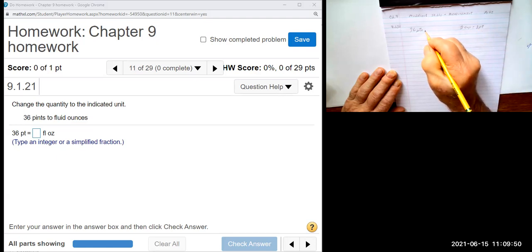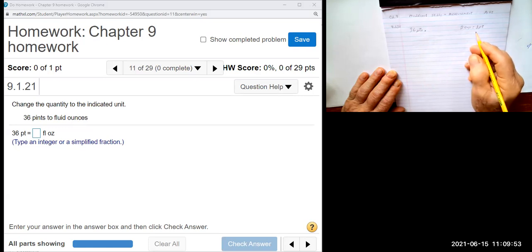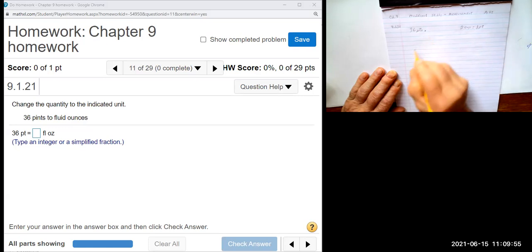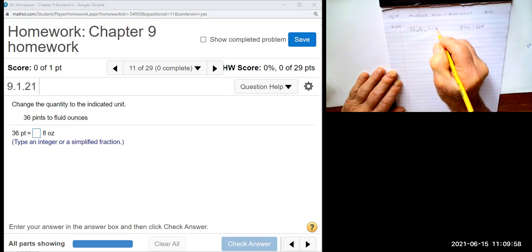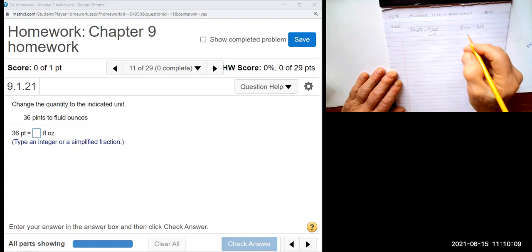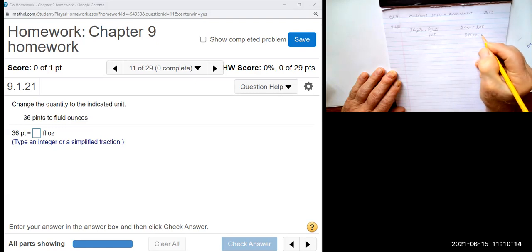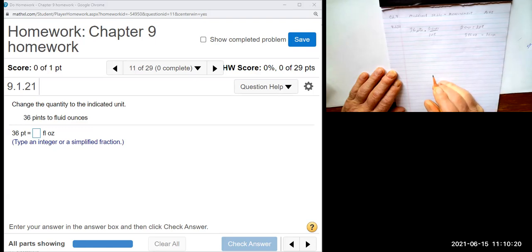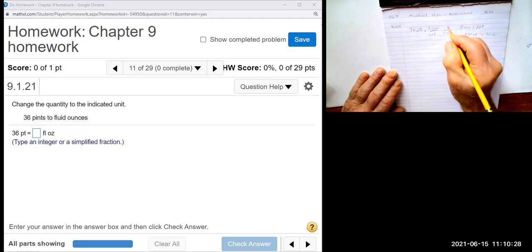So we need to multiply by a fraction that represents 1, where the pints would drop out. So we have 2 cups in the numerator and 1 pint in the denominator. Notice the pint unit drops out, so this calculation is going to lead to cups. The next piece of information we need to know is that 8 fluid ounces is equal to 1 cup. Again, using algebraic thinking, put the cup down the bottom, 1 cup, that's equivalent to 8 fluid ounces.